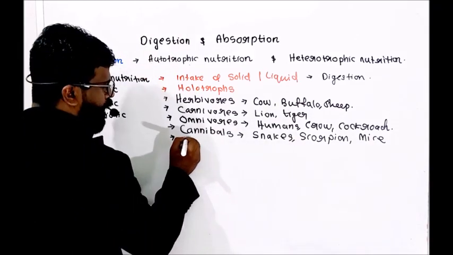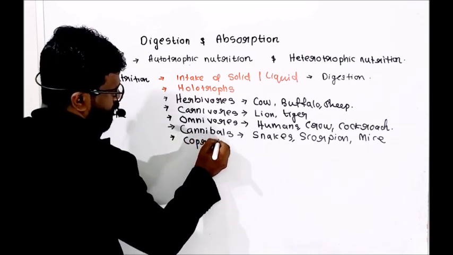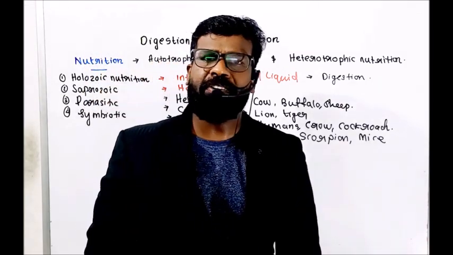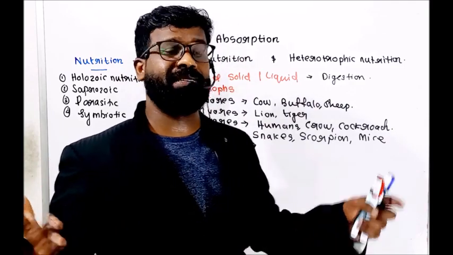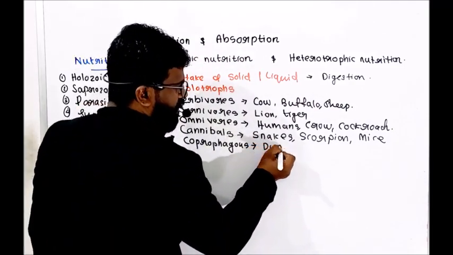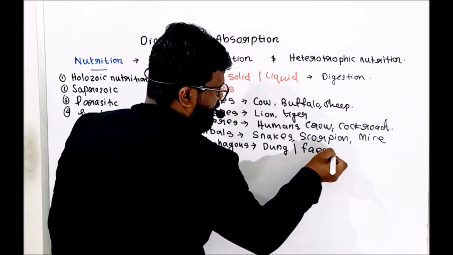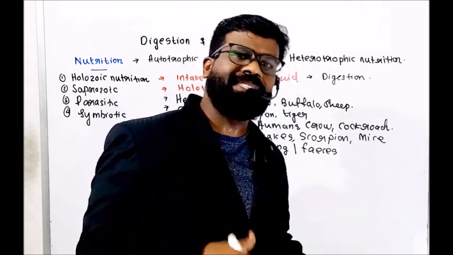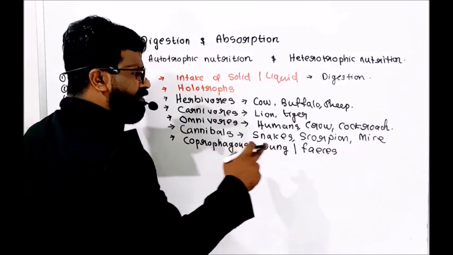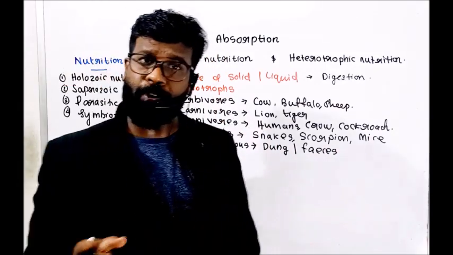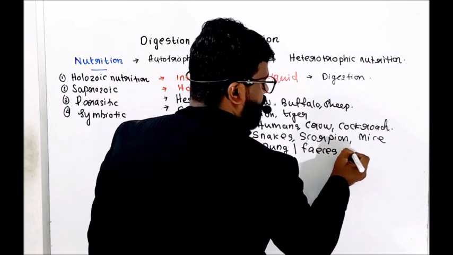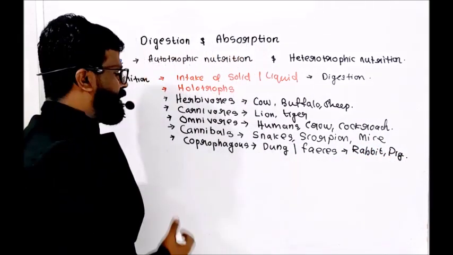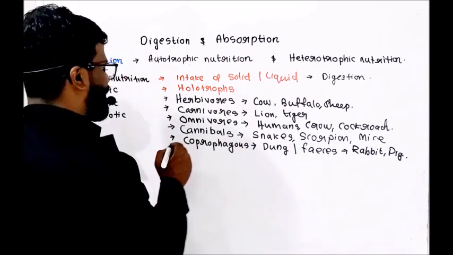Then coprophagous. Coprophagous means feces-feeding animals. They feed on dung, the undigested waste or feces, their own feces or other animals' feces. Feces feeders or dung feeders are called coprophagous. Examples: rabbit, pig.